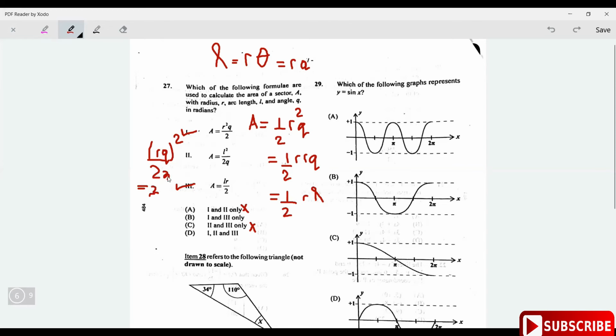Now q squared over q is q, and so it's r squared q over 2. Yes, this formula works as well. And so all three of them are good. Easy question.